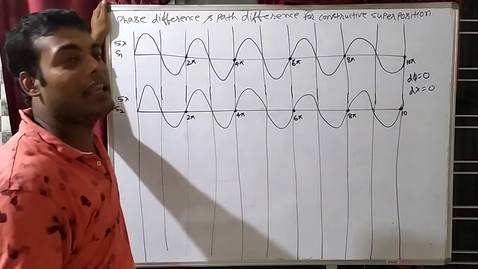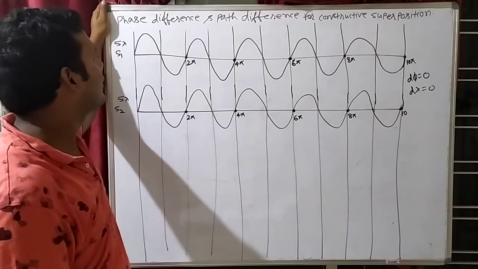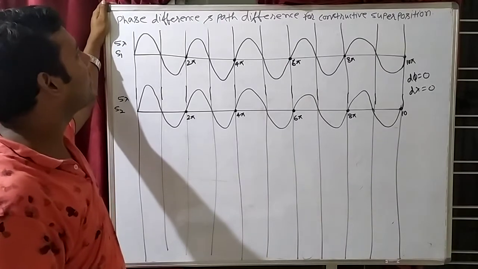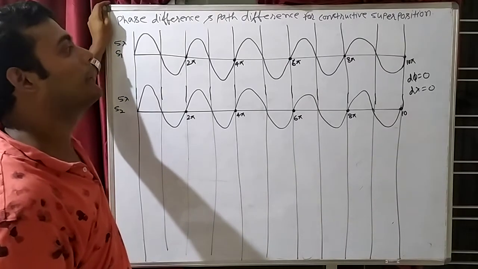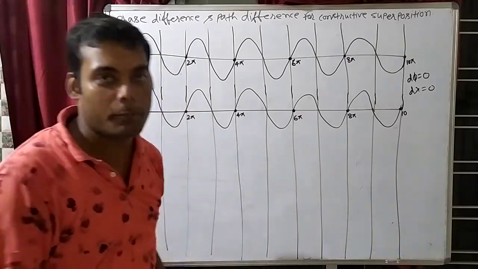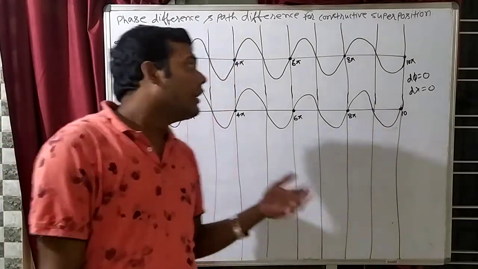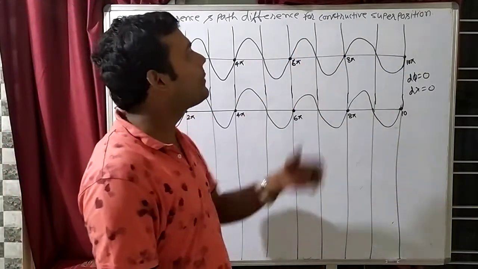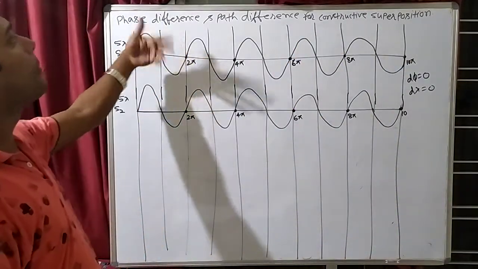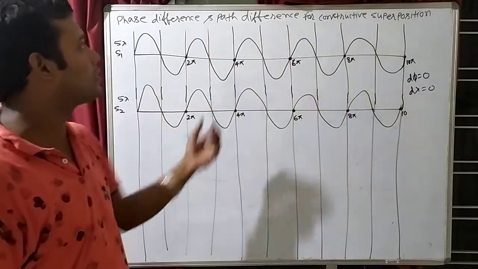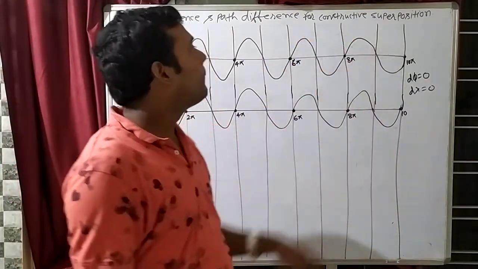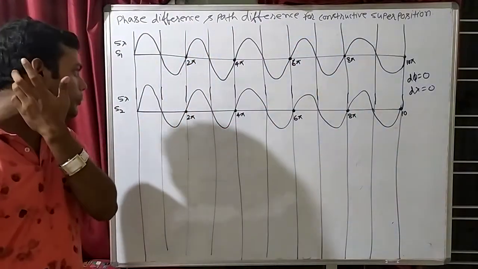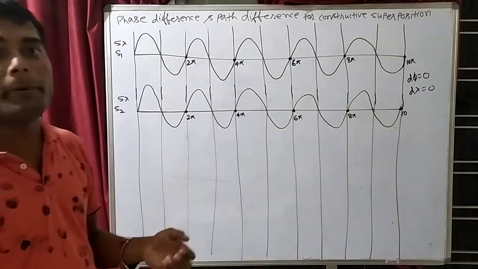I am continuing my lecture on wave optics, and today we will understand phase difference and path difference for constructive superposition. Actually, we are interested in the condition for constructive superposition, the condition for phase difference in constructive superposition, and the condition for path difference for constructive superposition. We will understand it by the graphical method.